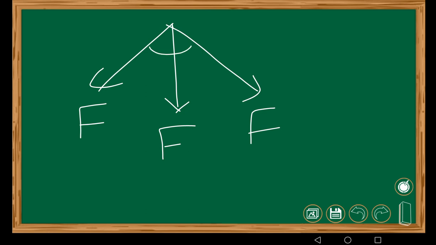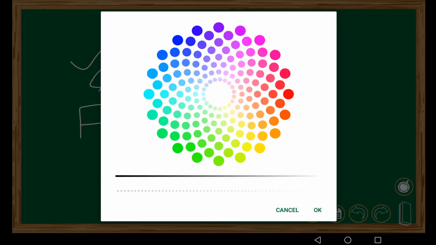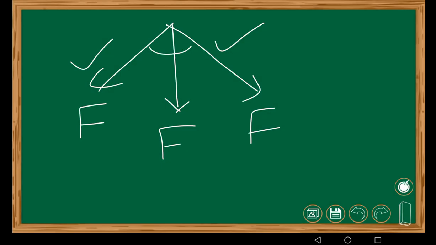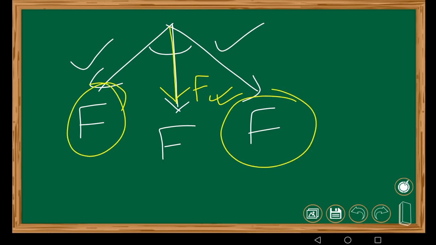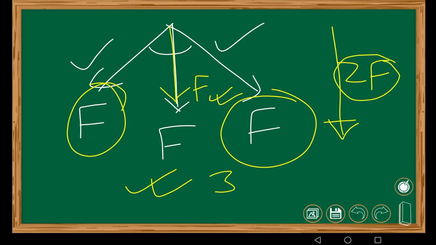The angle between these two forces is 120 degrees, so the resultant will be in this direction and equal to F only. So this F is basically the resultant of this F and this F. Hence, we conclude that the net force is 2F in this downward direction, where F is 3 times K capital Q small q by A square, which we saw earlier.